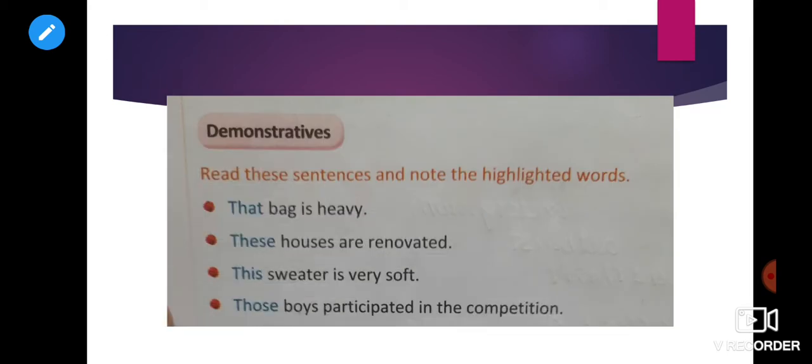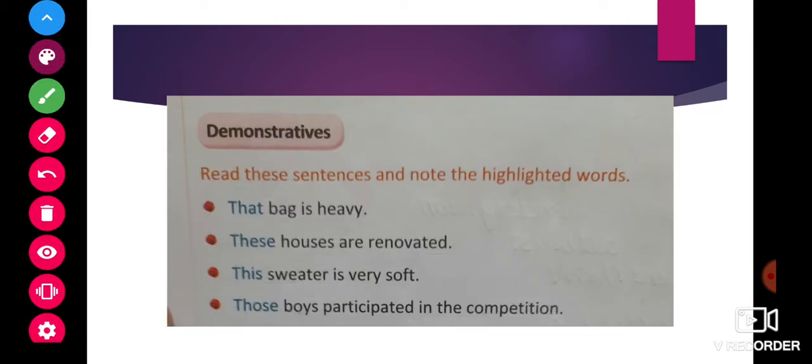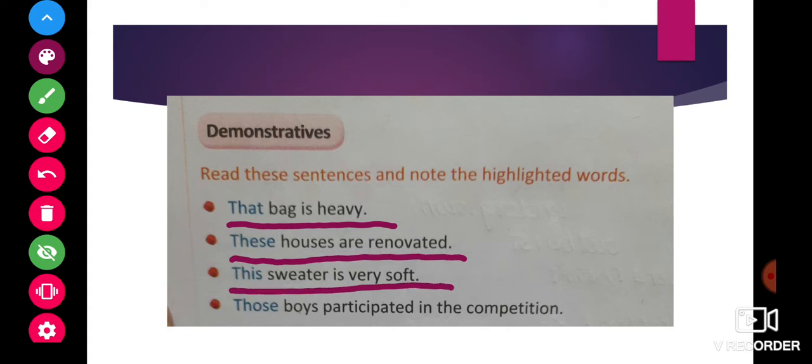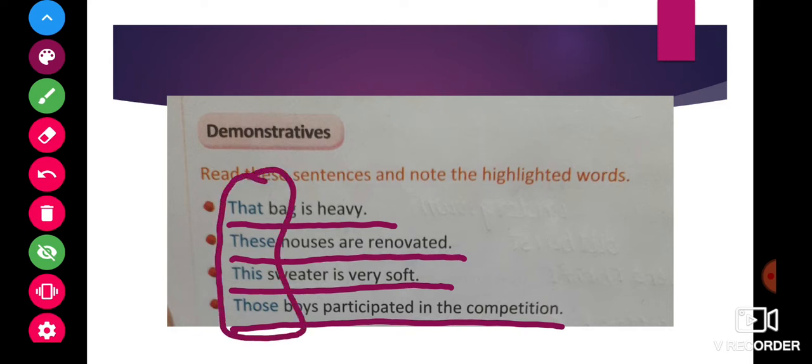First, let us start with demonstratives. Let us read the sentences and note the highlighted words. That bag is heavy. These houses are renovated. This sweater is very soft. Those boys participated in the competition. Here, all these highlighted words are called demonstratives. We have studied about demonstratives in junior classes.